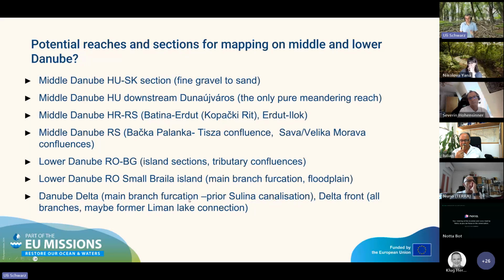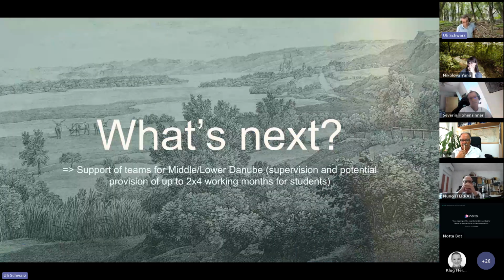So also the distribution of water into the three main branches, distribution of sediment into the three main branches, and the interconnectivity. The delta forefront is always interesting. Wilkovo, the northern delta, is of course maybe the most dynamic, also in the past. So the delta is very important, and maybe also some former Liman Lake connections would be very interesting to analyze from this historical point.